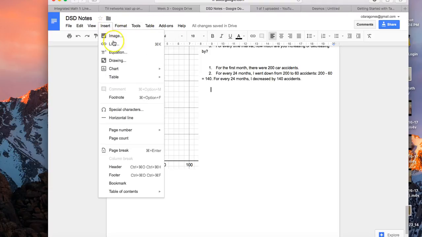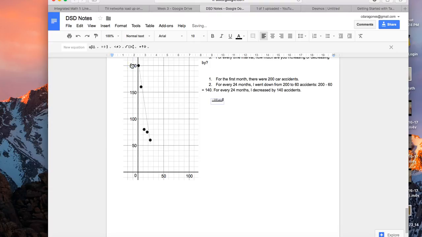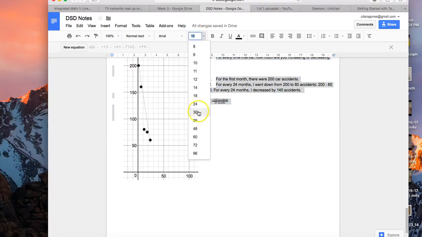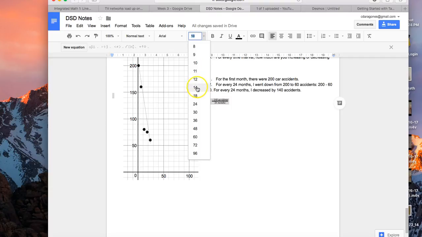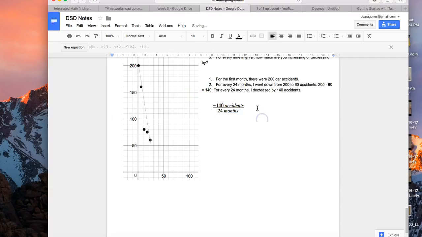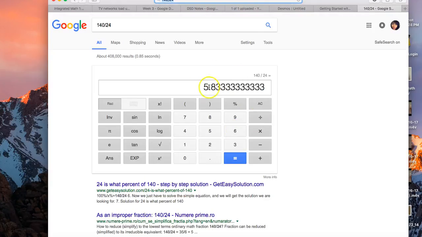So let me write that down. 140 accidents per 24 months, okay? So this is the overall 24 months, but I want to take a look at how much I'm decreasing per month, right? That's kind of like the main unit I'm looking at. So to do that, I'm going to simplify this. If I decrease by 140 accidents per 24 months, well, 140 divided by 24 is about 5.8.